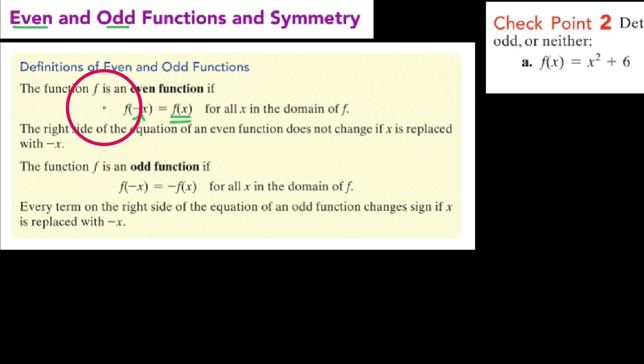So basically, our check is going to be, hey, let's plug in a negative x, and if you get the same thing back as what you started with when you didn't plug in a negative x, then you have an even function. Likewise, with odd functions, we still substitute a negative x.